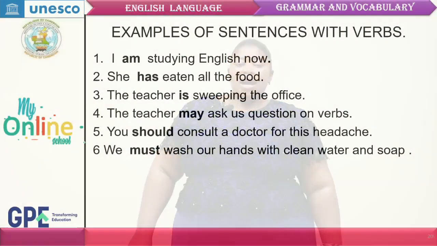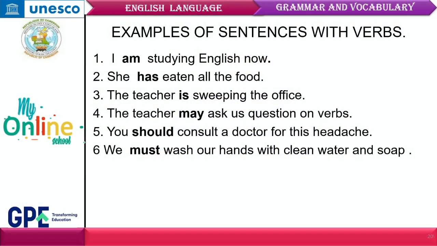Examples of sentences with auxiliary verbs. I am studying English now. Am there is standing before studying, which is a verb on its own. That is an action verb. So am is an auxiliary verb. She has eaten all the food. Has is the auxiliary verb.